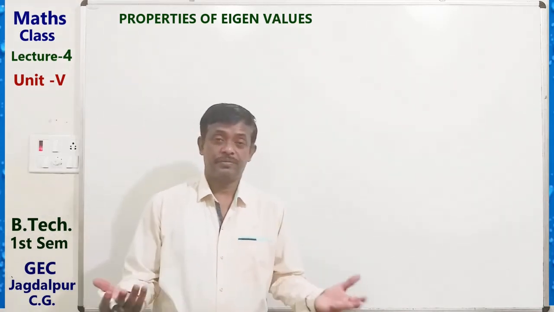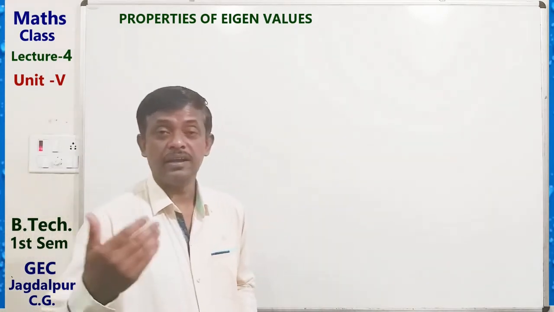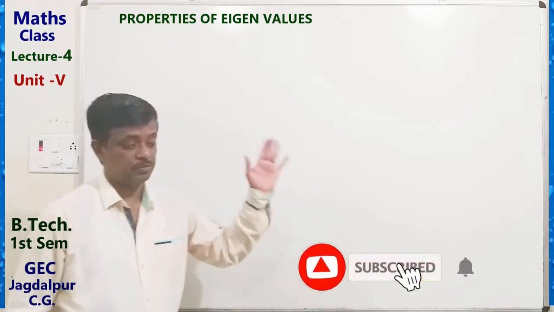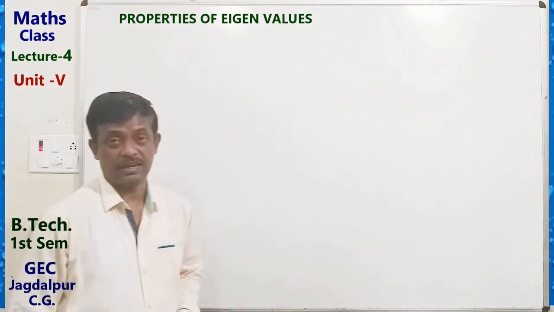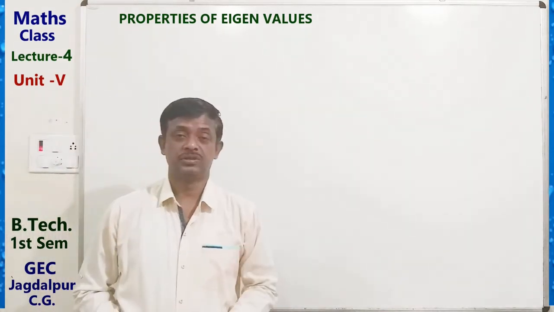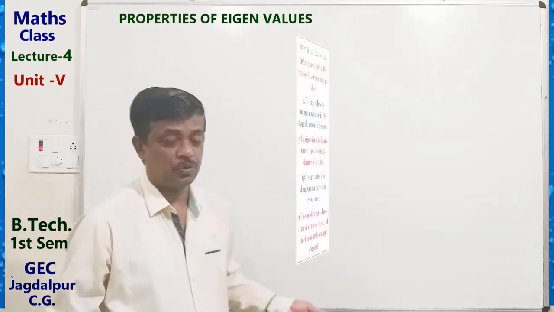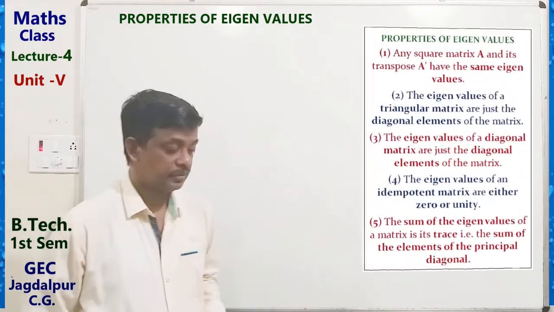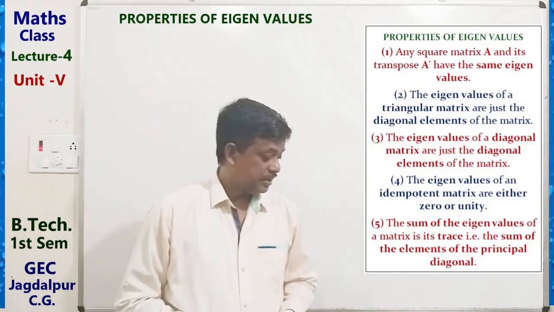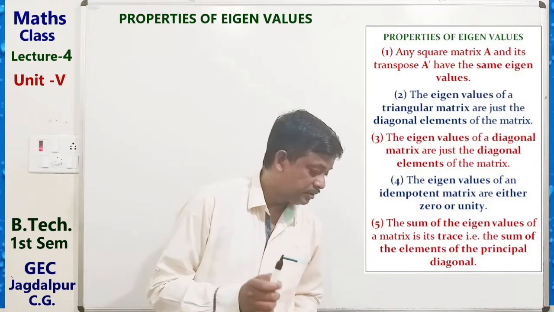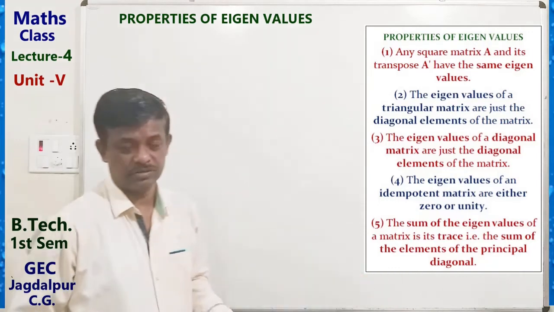So there are many properties of eigenvalues and eigenvectors also, and we try to find eigenvalues and eigenvectors of a matrix by using properties or by using characteristic equations and simultaneous homogeneous equations. Okay, so we know transpose and inverse of a matrix. Here, first property: a square matrix A and its transpose have the same eigenvalues.